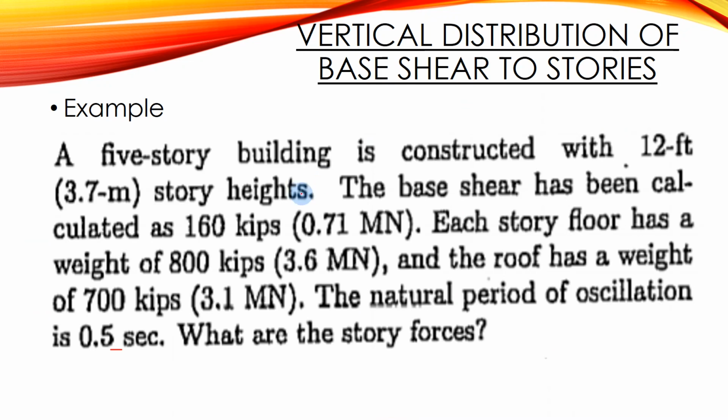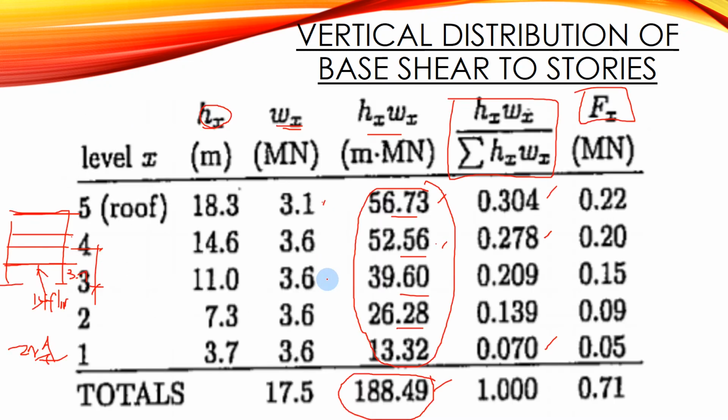Okay. So which is our calculated base shear, guys. So 0.71. Okay. So what you should get is 0.22 for the fifth floor or the roof. Then for the fourth floor 0.2, then 0.15, then 0.09, then 0.05.